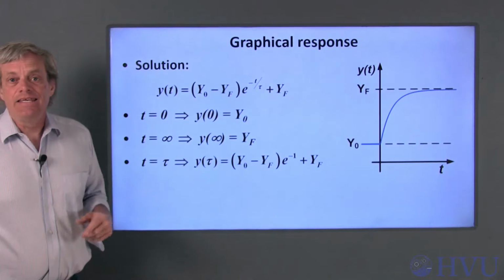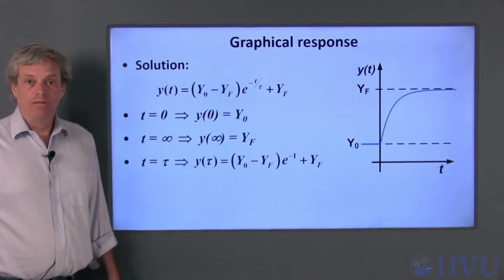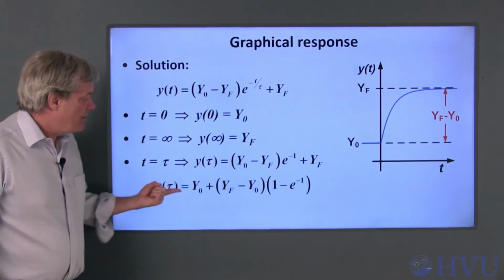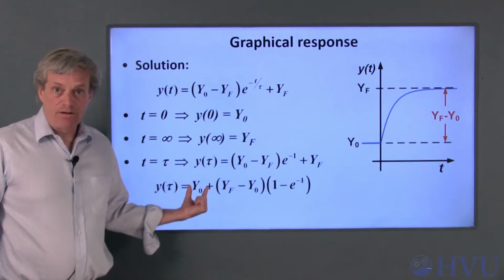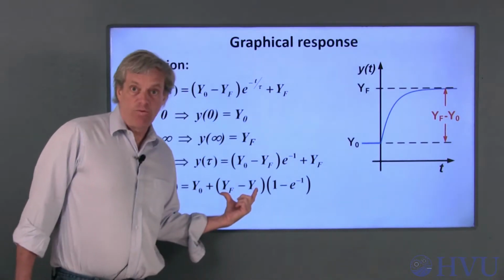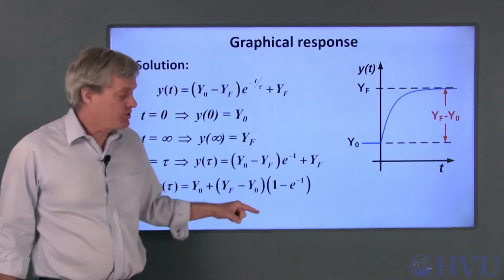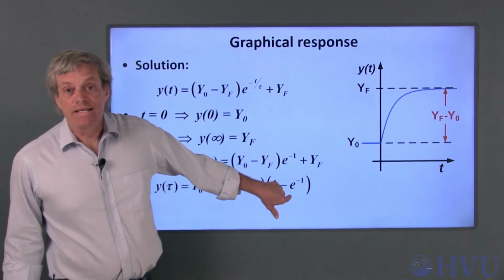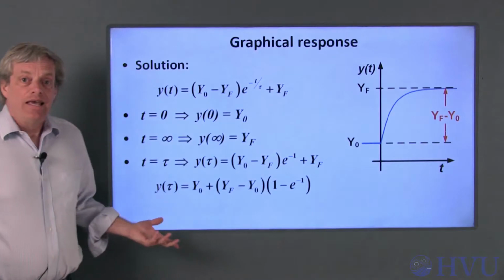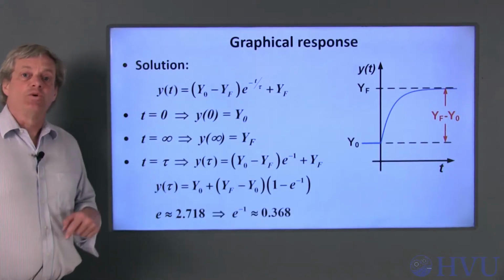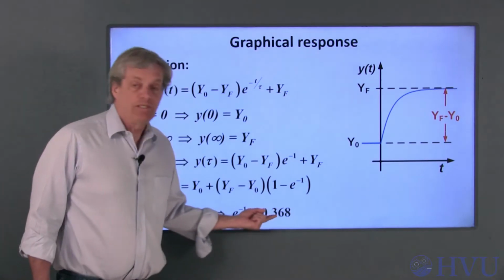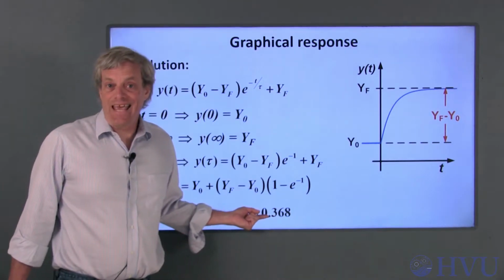Keep in mind that e is a number, not a variable. This equation can be rearranged as shown here. It's the initial condition, y0, plus the difference between the final and initial conditions multiplied by 1 minus e to the -1. E is a number that's approximately 2.718. So e to the -1 is approximately 0.368.